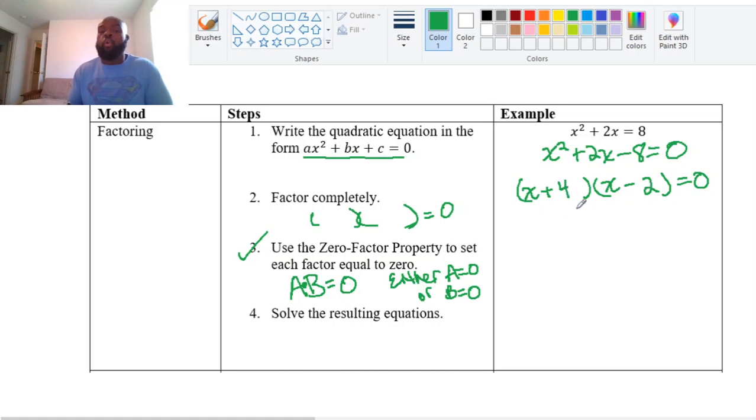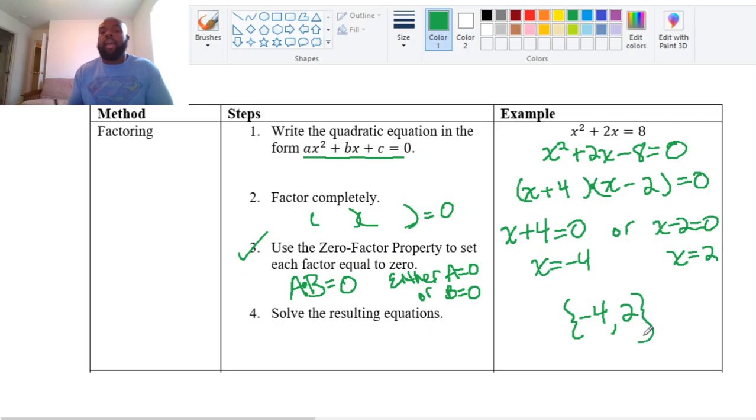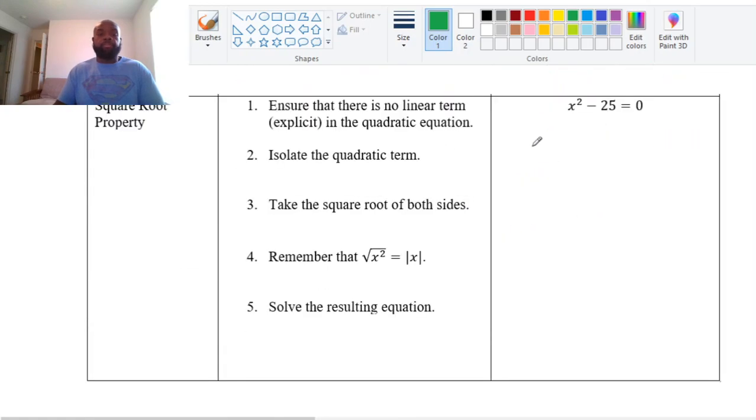And so I have x plus 4 times, that's understood to be a multiplication there, times x minus 2 equals 0. What I'm going to do is use my zero factor property here to say that either x plus 4 equals 0 or x minus 2 equals 0. Let's solve this for x. And so we get two solutions, -4 and 2. All right, so this is one method that we can use to solve quadratic equations. Let's go to another method.